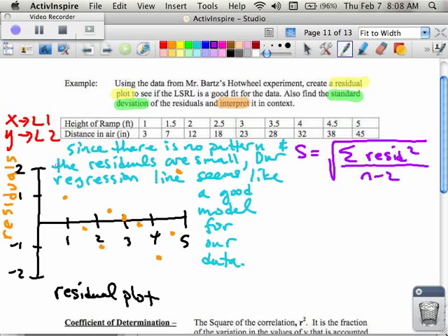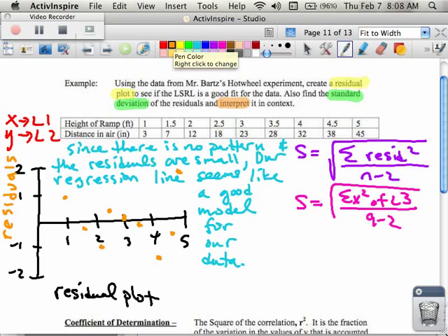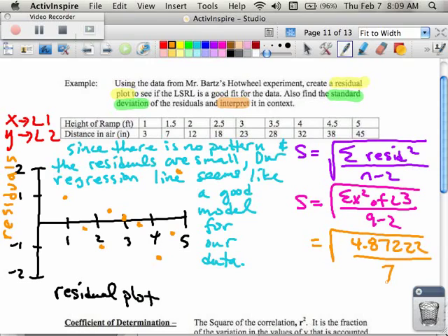This is really like saying S equals the square root of sigma x squared of list 3 over 9 minus 2. If I look at the sigma x squared of L3, that was 4.872222. Good enough. Over 7. So you type that into your calculator.